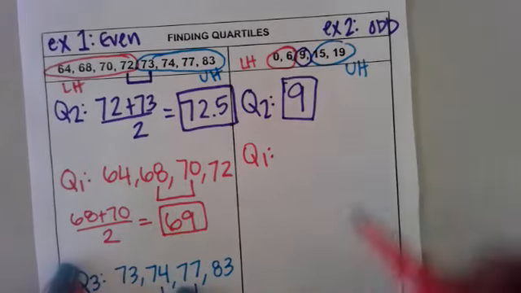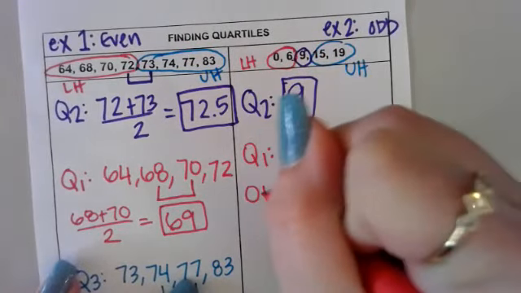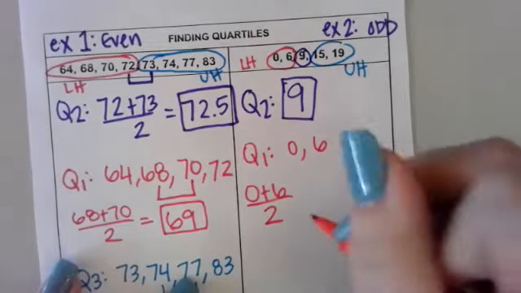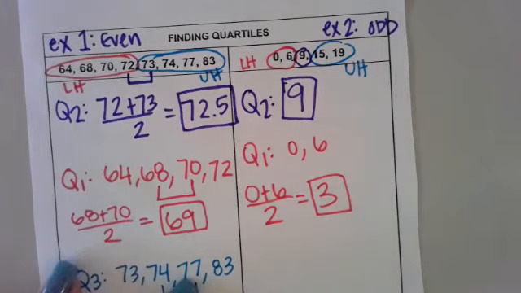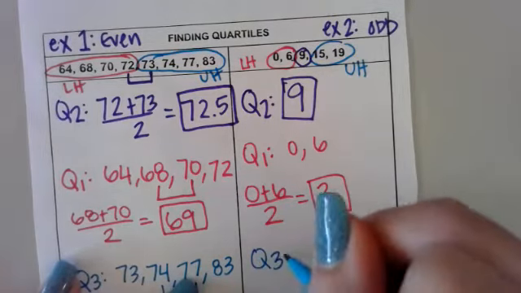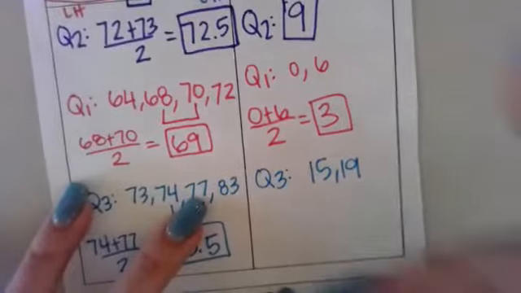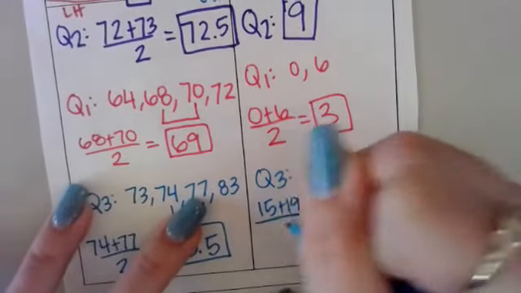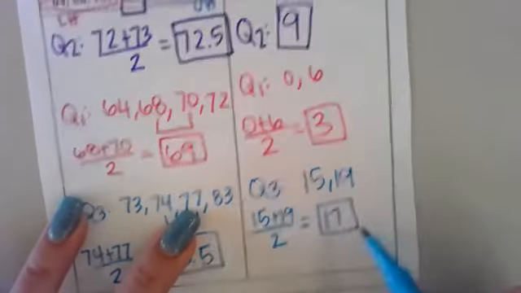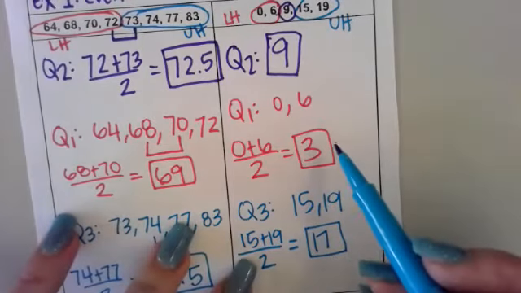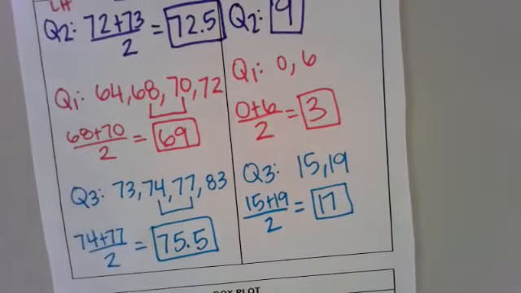So if we're finding the first quartile, we have to find the median of 0 and 6. We could do 0 plus 6, or think about what's halfway in between 0 and 6. And the answer is going to be 3. And then if we want to find the median of the upper half, the third quartile, we have to find the median of 15 and 19. Halfway in between 15 and 19, or the average of these 2, is going to be 17. So we have our third quartile 17, our first quartile is 3, and our second quartile, or our median, is 9.